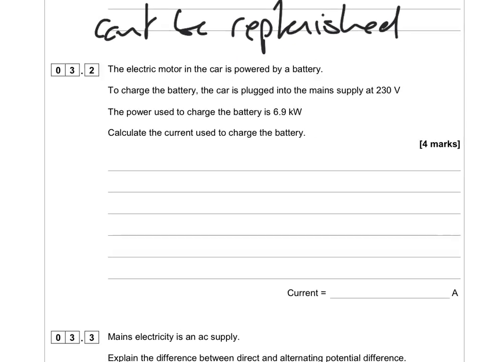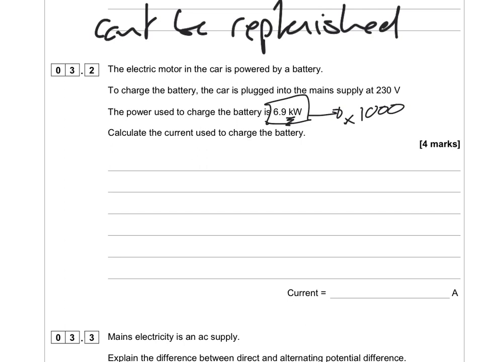The next question here is the electric motor in the car is powered by a battery. To charge the battery, the car is plugged into the main supply at 230 volts. The power used to charge the battery is 6.9 kilowatts. Right, there goes your klaxon. My klaxon's just gone off because I saw kilowatts rather than watts. So I know straight away I'm going to need to do something to that. And that means I'm going to have to do something with the number 1000 for kilo. To put kilowatts into watts, I would have a lot of them, so I'm going to times by 1000.